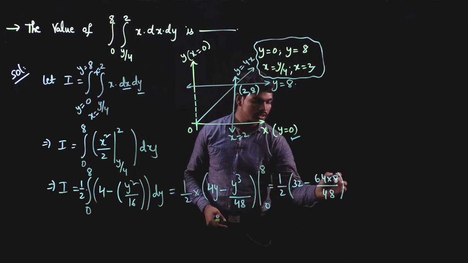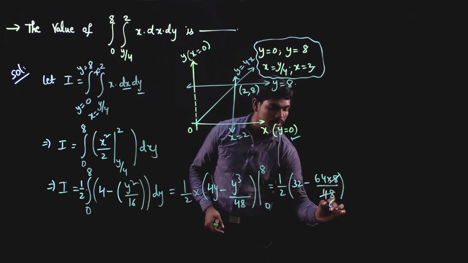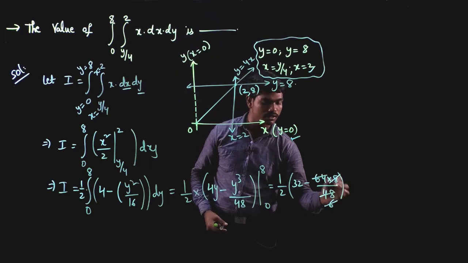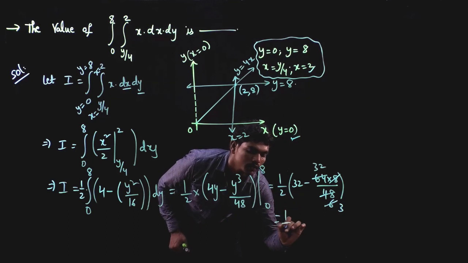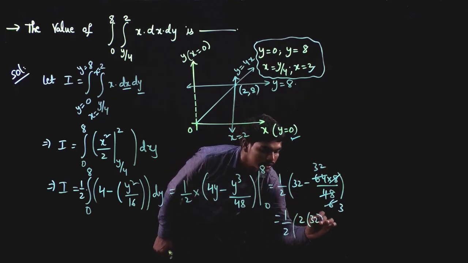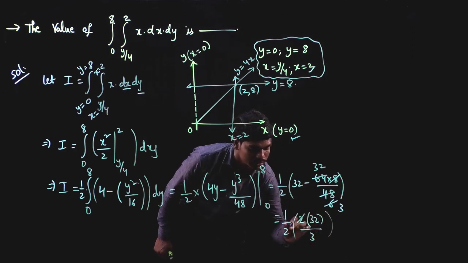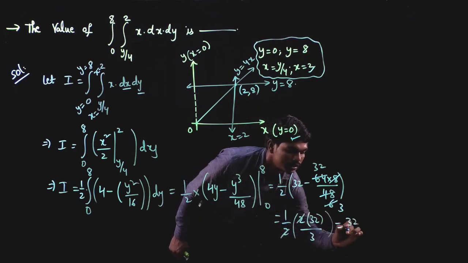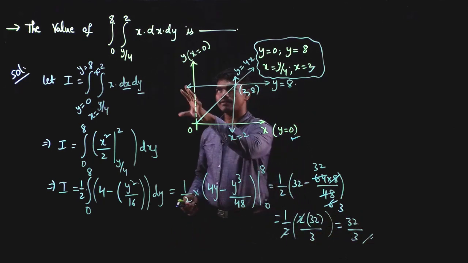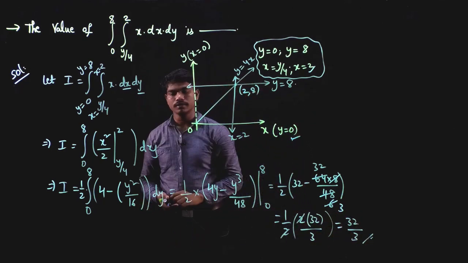Now if you simplify this, 8 cancels 48 six times, because 6 eights are 48, and this 6 in the 2 table will cancel this 3 times, and this is 32. So this is equal to 1 by 2 into 32 minus 32 by 3, which is 2 times 32 by 3 as a whole. If you cancel this 2 and 2, we have 32 by 3 as the answer for this question. Correct? So this is how you will be evaluating this integral using the technique of double integration.